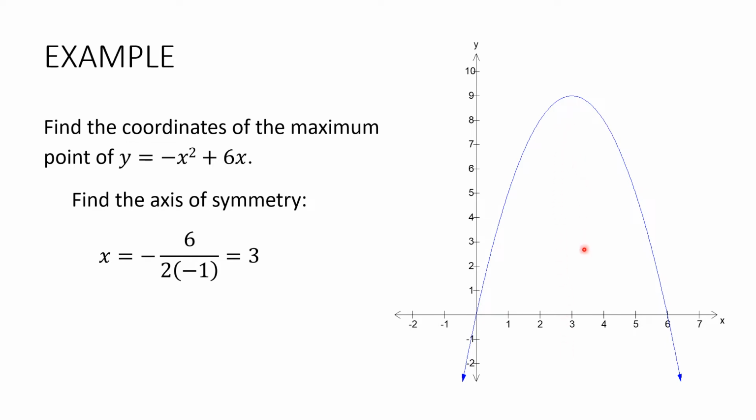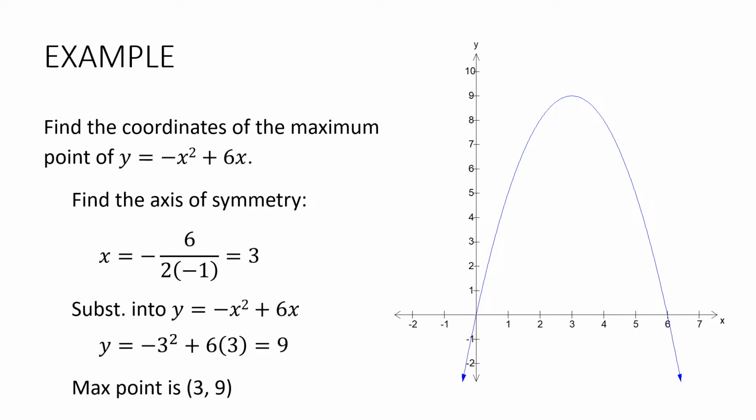And we can see this quite clearly from the graph, but suppose we weren't given the graph, then we would use the formula. Now substituting x is equal to 3 back into here, our y coordinate is 9. So the maximum point is 3, 9.